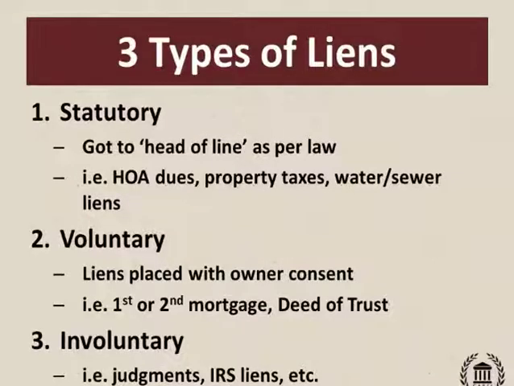Let's start with voluntary liens, because you're probably most familiar with those. And those are liens that are placed on the property voluntarily with the consent of the owner, such as a first mortgage, second mortgage, or if you want to use the vernacular, first deed of trust, second deed of trust. But I'll use mortgage, deed of trust throughout the weekend, sort of interchangeably, because they're essentially the same thing.